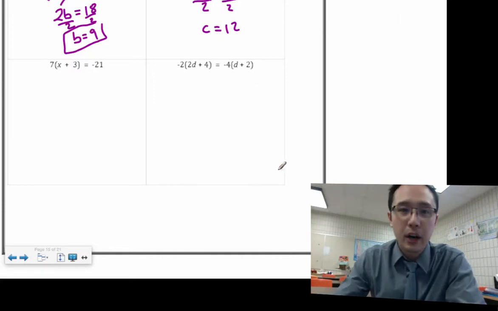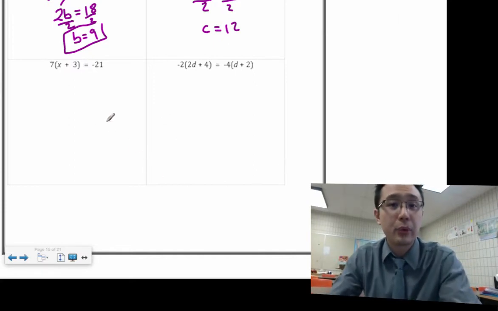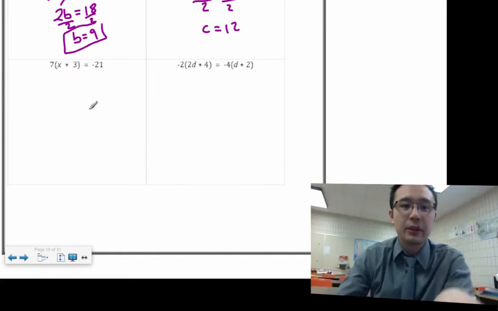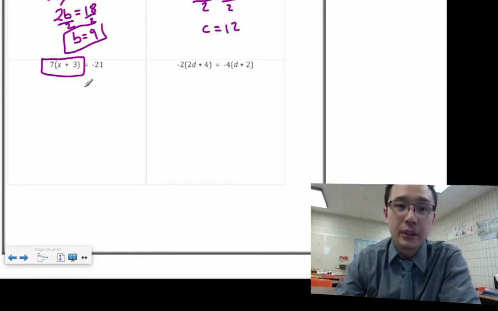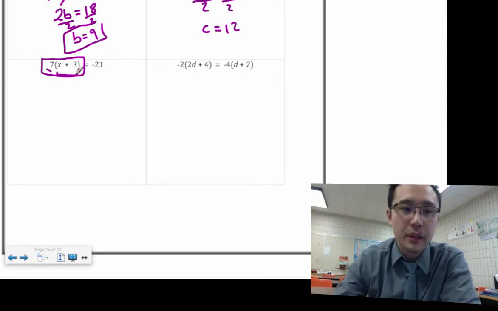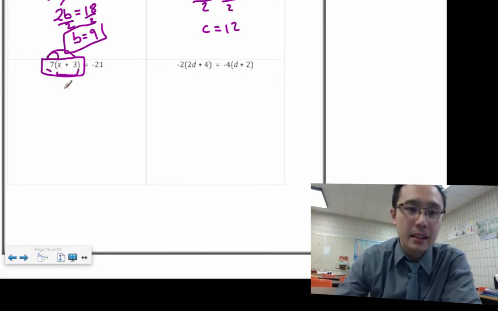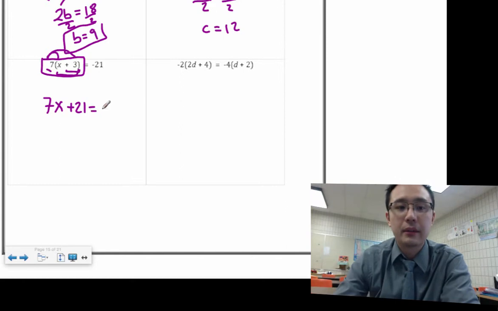Now it gets a little bit more complicated, involves some of your previous knowledge of math. If I were to give you this part of the question, this is just multiplying. You need to multiply the monomial to a binomial. Same thing, distribute it. 7 times x is 7x, 7 times plus 3 is plus 21. This is all equal to -21.